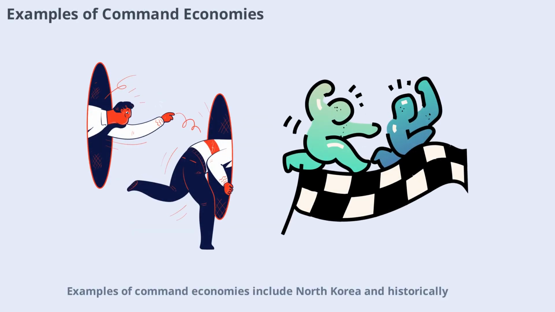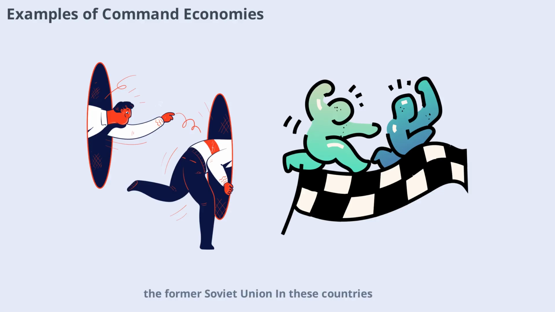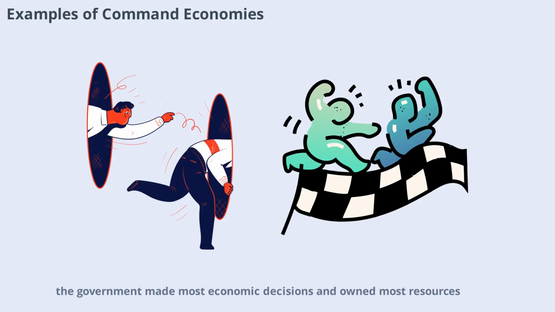Examples of command economies include North Korea and, historically, the former Soviet Union. In these countries, the government made most economic decisions and owned most resources. The focus was often on achieving national goals such as industrialization or military strength, rather than individual consumer preferences. This system can provide stability but may lack efficiency and innovation.